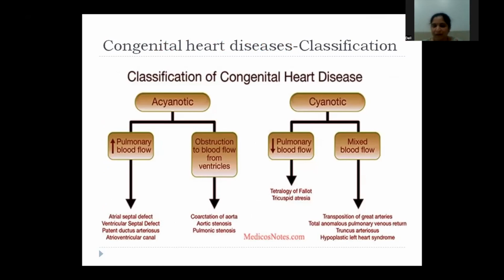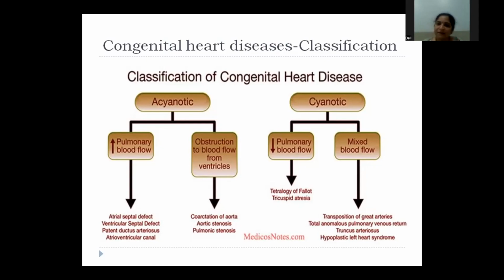Coming to today's topic, congenital heart disease classification has been done mainly into acyanotic and cyanotic heart diseases. Acyanotic can again be classified into the conditions which have increased pulmonary blood flow. We also call them left to right shunt lesions, and these are the commonest to present: atrial septal defect, ventricular septal defect, patent ductus arteriosus, and AV canal defects. Obstructive diseases are coarctation of aorta, aortic stenosis, and pulmonary stenosis. Their incidence is less than the left to right shunt diseases.